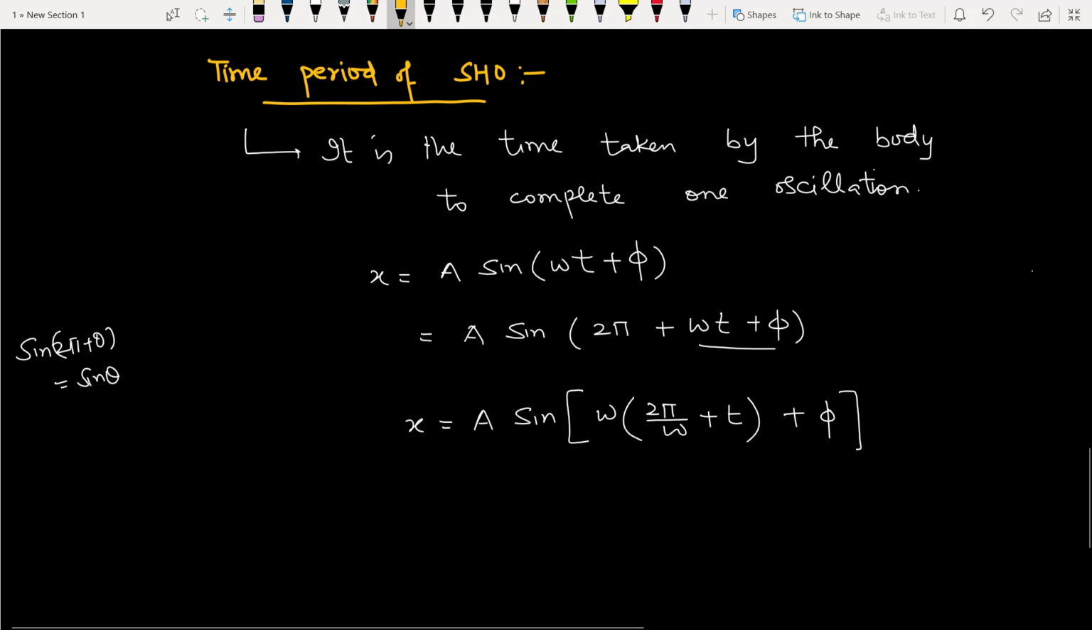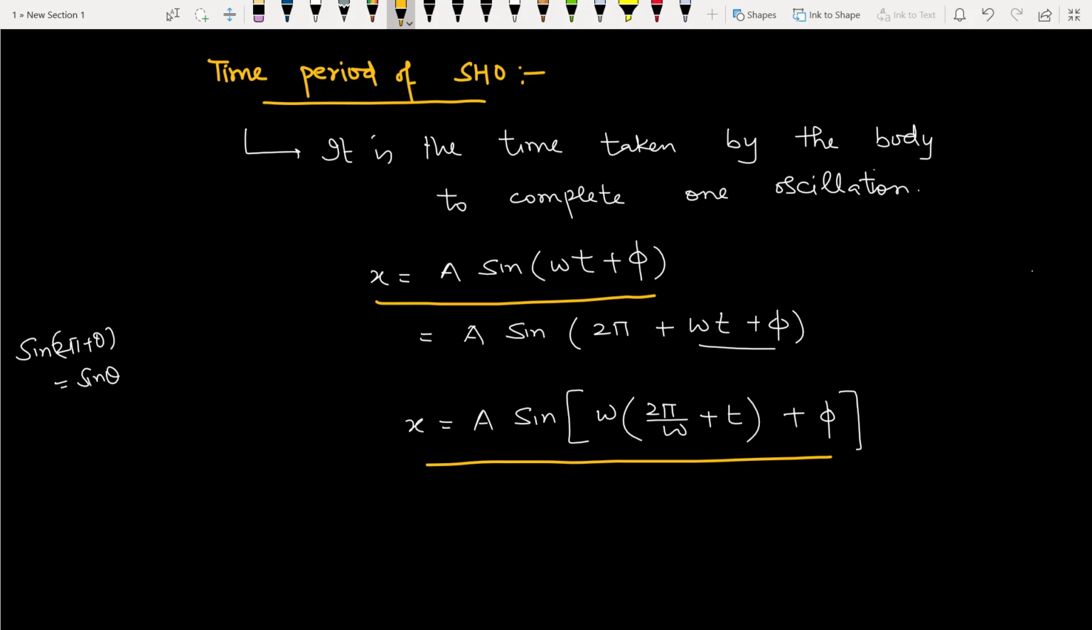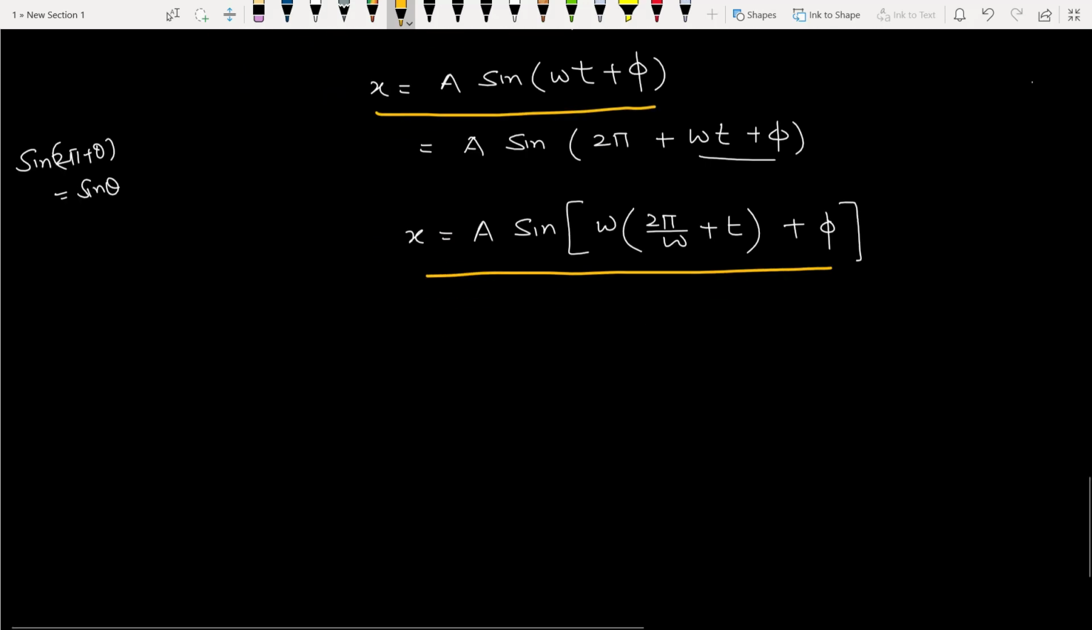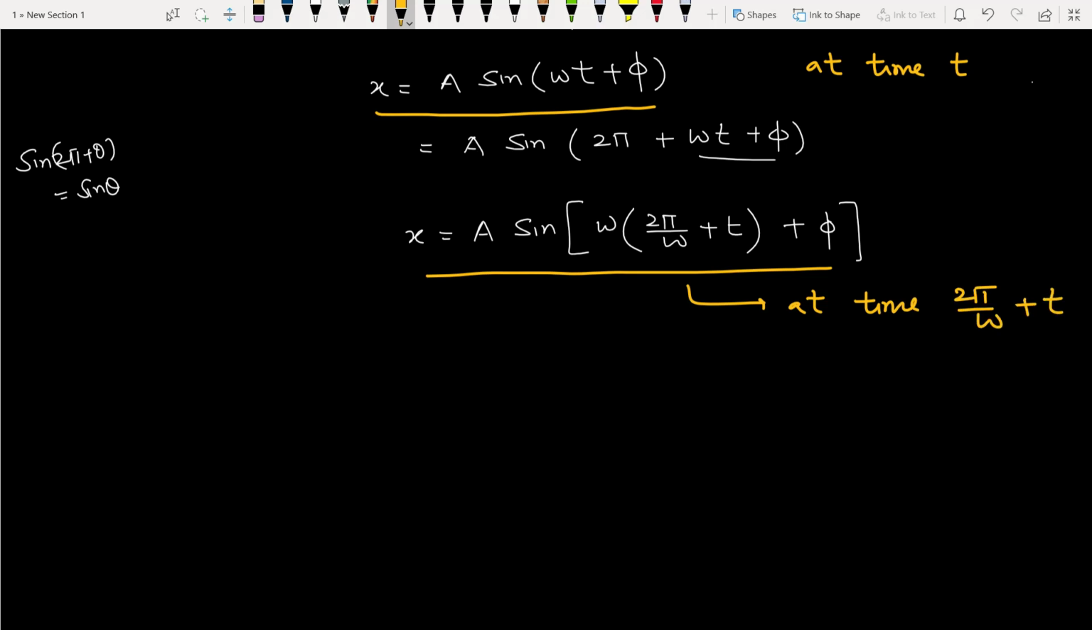If you clearly analyze these two equations, they have the same value. The above equation is at time t and this is at time 2 pi by omega plus t. So it means this function attained the same value after this time. So this will be its time period: T is equal to 2 pi by omega.